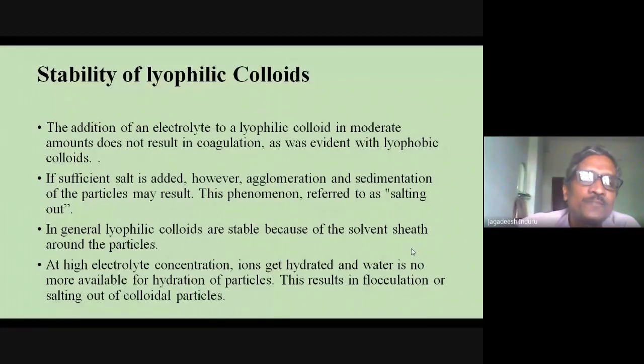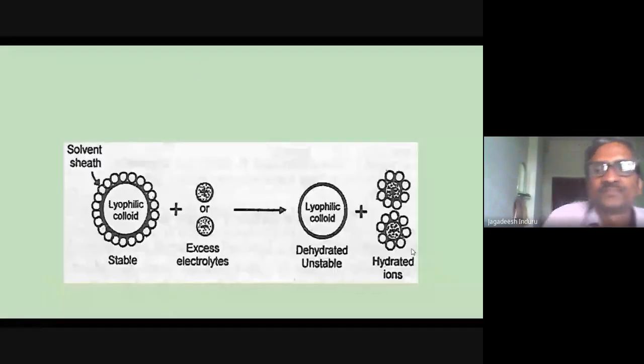In general, lyophilic colloids are stable because of the solvent sheath effect around the particle. At a higher electrolyte concentration, the ions get dehydrated and water is no more available for the hydration of the particles. This results in flocculation and the salting out of the colloidal particles. Here we have the effect of excess electrolyte removing the solvent sheath.